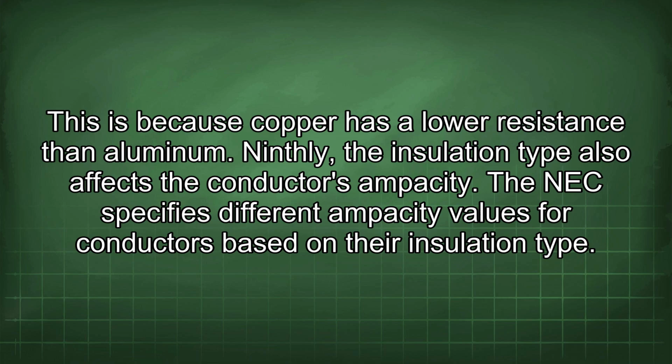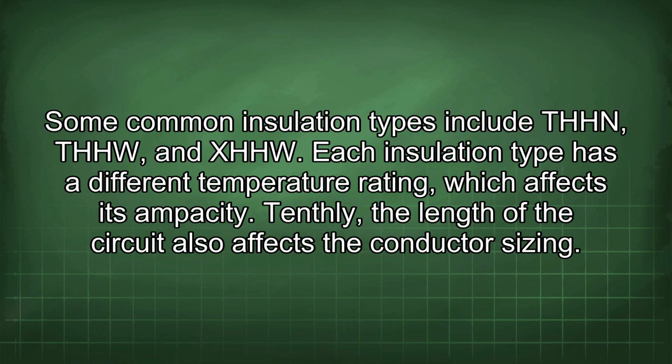Ninthly, the insulation type also affects the conductor's ampacity. The NEC specifies different ampacity values for conductors based on their insulation type. Some common insulation types include THHN, THHW, and XHHW. Each insulation type has a different temperature rating, which affects its ampacity.